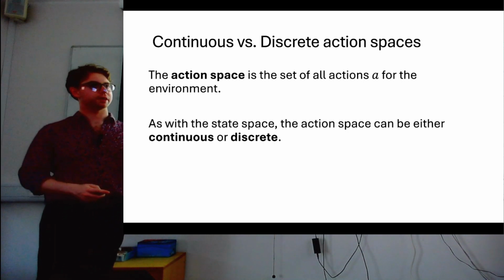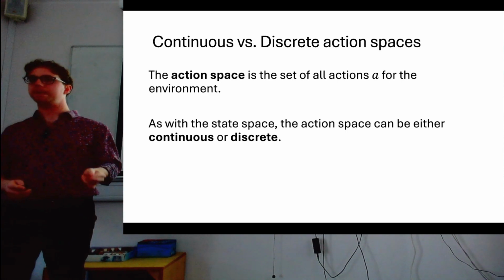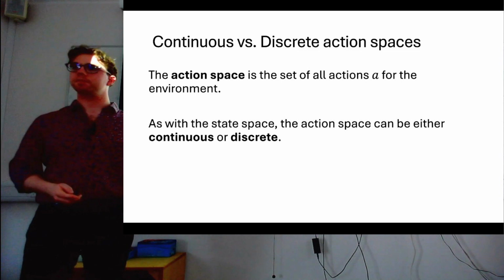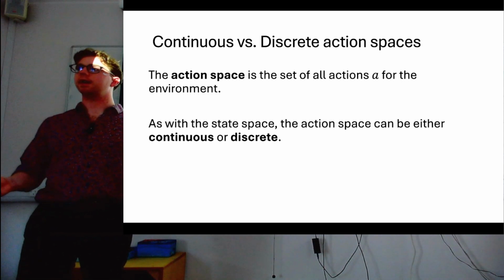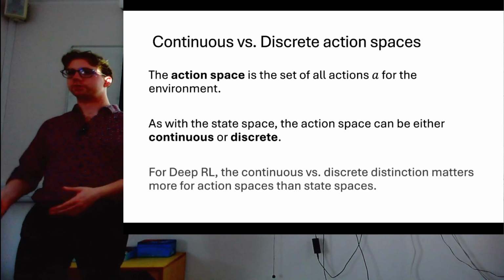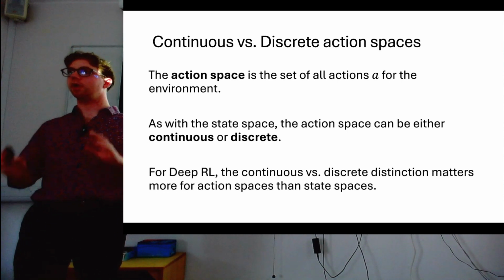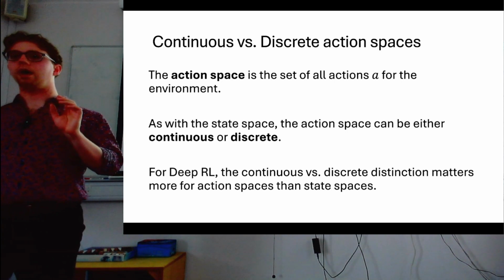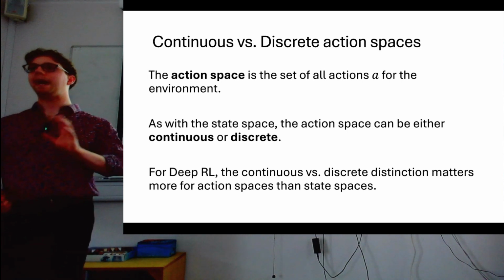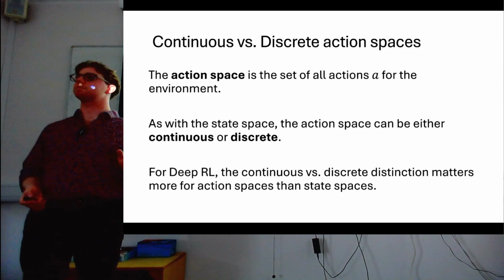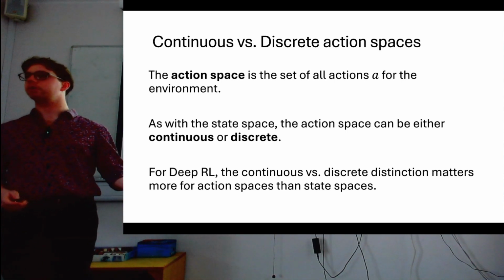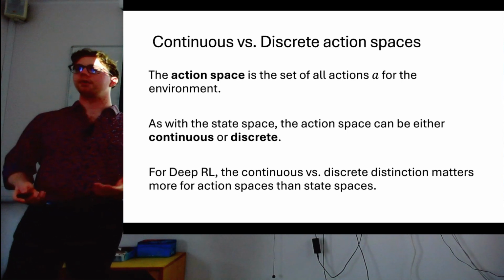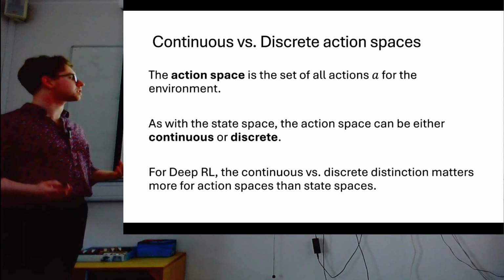This distinction between continuous and discrete matters a lot more for action spaces than it does for state spaces. In general, pretty much all of the algorithms that we're going to consider work basically exactly as well whether you have a continuous state space or a discrete state space. But some of the algorithms you can only use on one of the two. So the distinction between continuous and discrete action spaces matters in choosing which algorithm to use, because only some algorithms can be used on continuous action spaces and only some can be used on discrete. And that's one of the things we'll cover for each algorithm: what action spaces is it valid for?